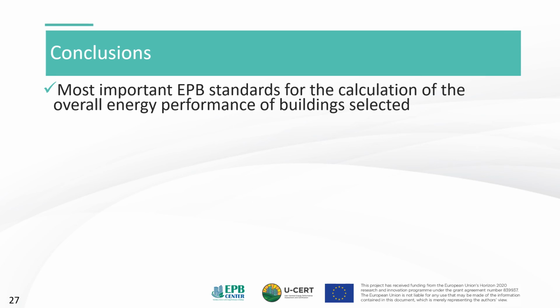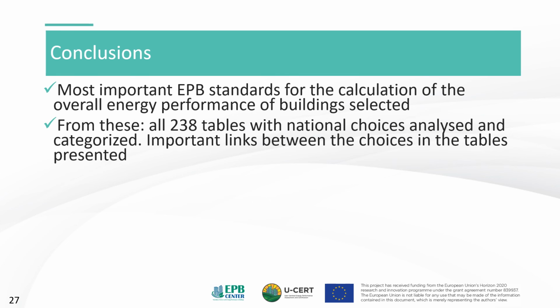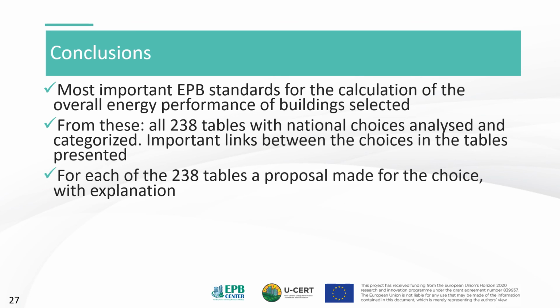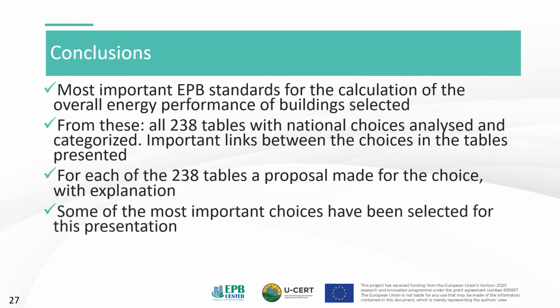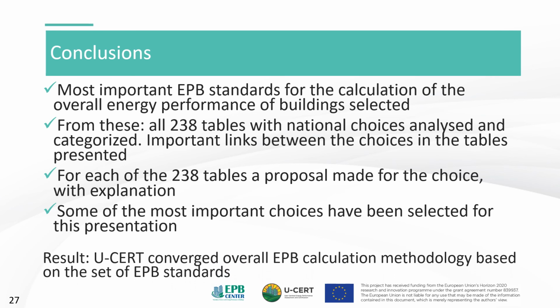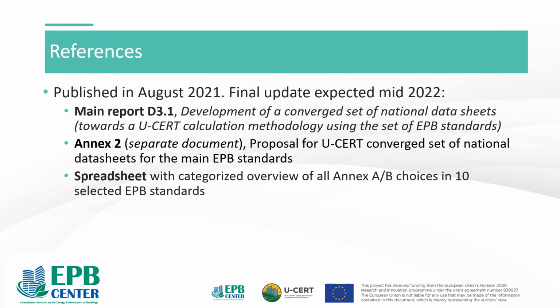Which brings me to the conclusions. So the most important EPB standards for the calculation of the overall energy performance of buildings have been selected. From these, all 238 tables with national choices have been analyzed and categorized, and important links between the choices in the tables have been presented. For each of these tables, a proposal has been made for the choice with an explanation. Some of the most important choices have been selected for this presentation, and the result is a U-CERT converged overall EPB calculation methodology based on the set of EPB standards.